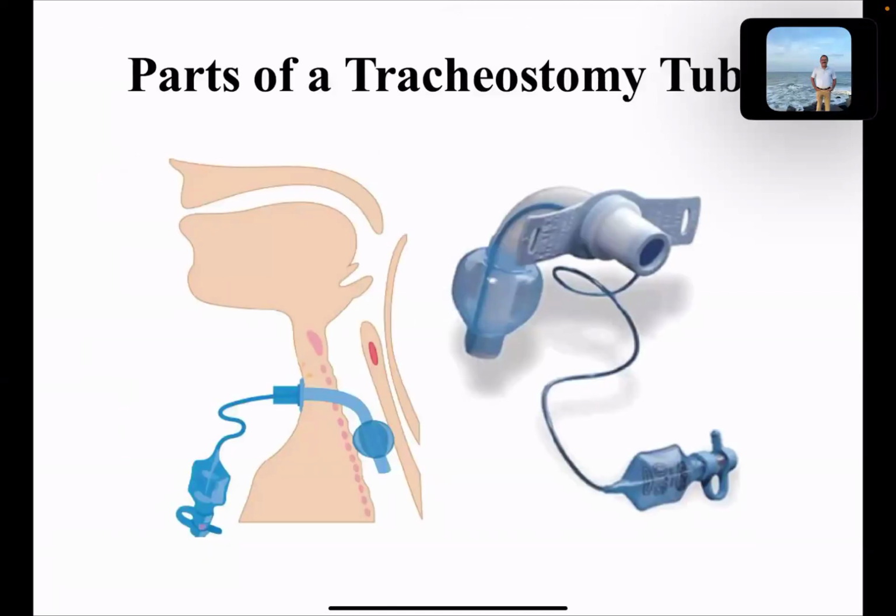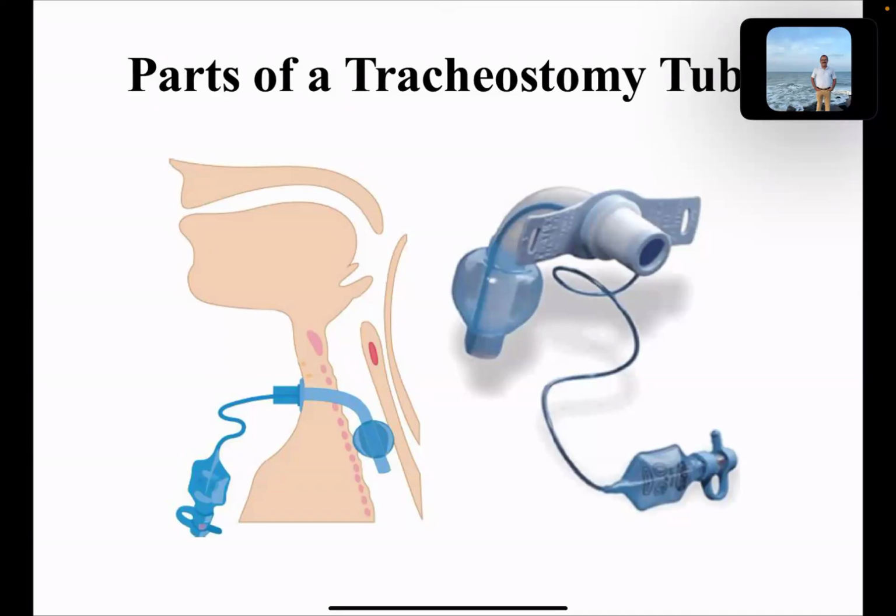Okay, so you can see this is a Portex tracheostomy. There is no single lumen tube. There is the cuff, a balloon, which is kept in the trachea and inflated. This is the tracheostomy tube with cuff. There are also some tracheostomy tubes without cuff.